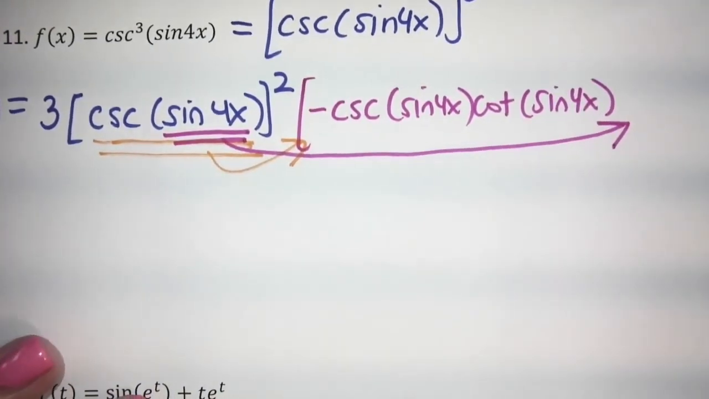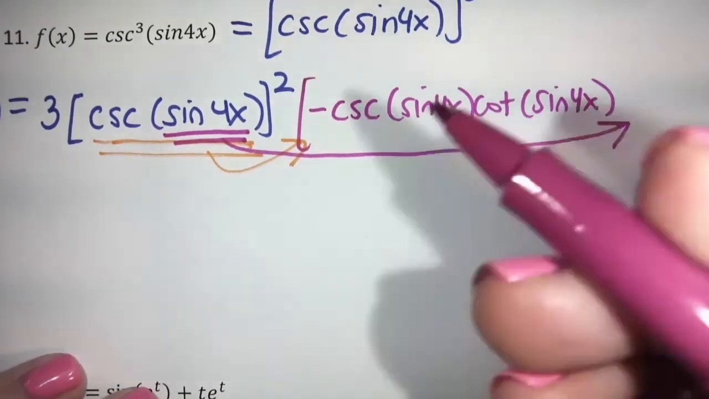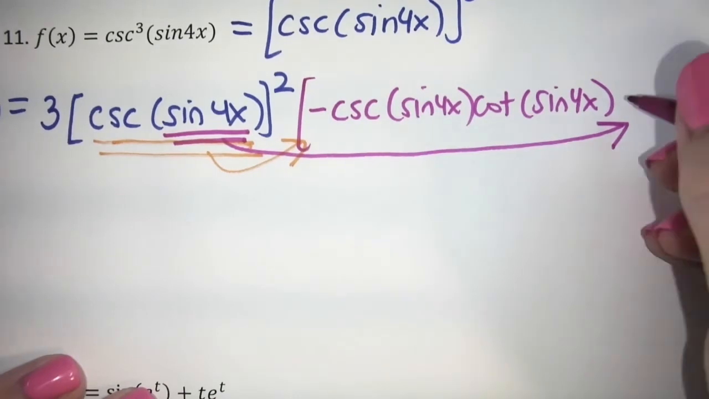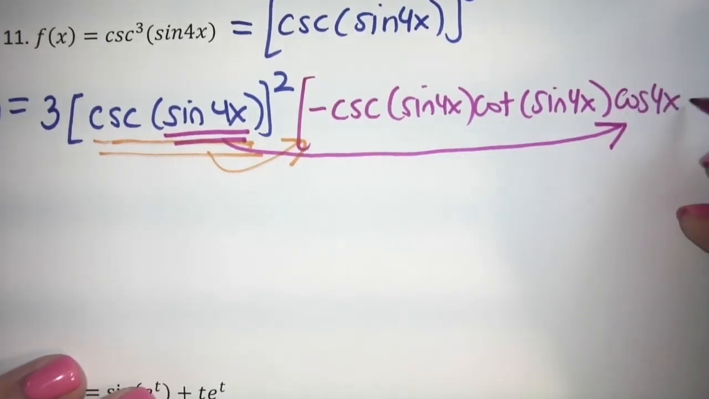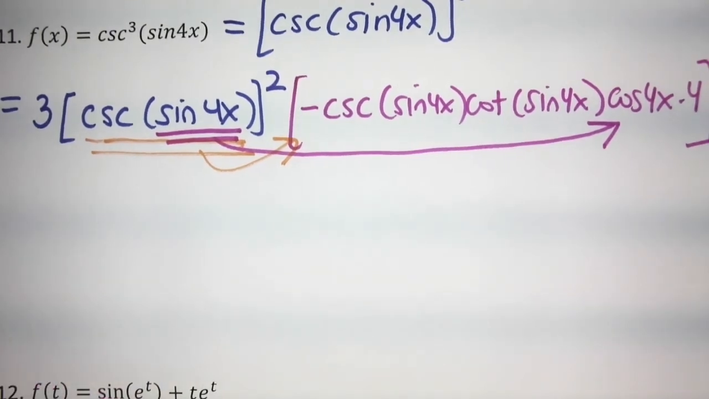And the derivative of sine of anything is cos of the anything times the derivative of the anything. So the derivative of sine 4x would be cos 4x times 4. And that is our derivative. So that's pretty insane, that one.